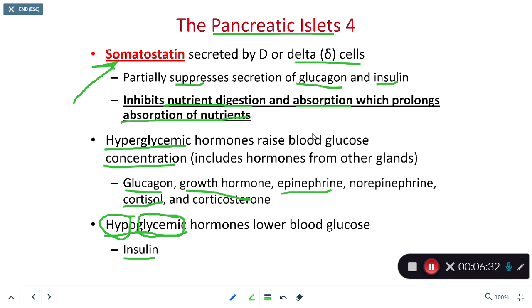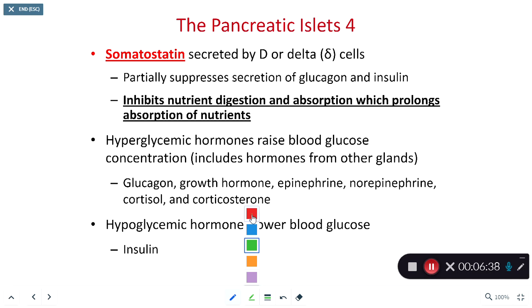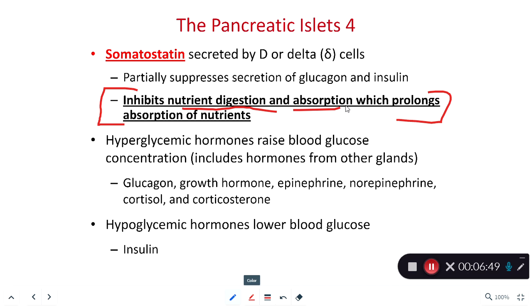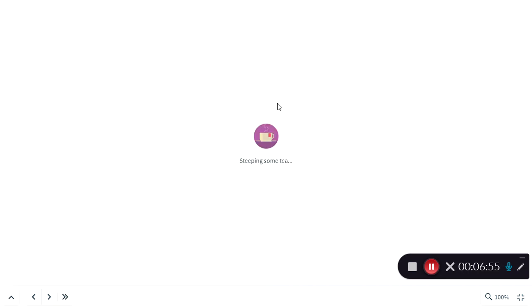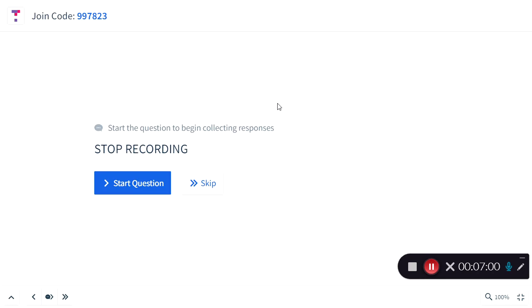The main thing that I want to emphasize has been underlined and bolded for you already. Let me shift colors for you. When we think of somatostatin, I want you to think of a hormone which keeps stuff in the digestive tract, nutrients and absorption, and makes it so that ultimately it gets processed more and will be absorbed more readily within our bodies. That's all we have for this discussion on the hormones of the pancreatic islets.